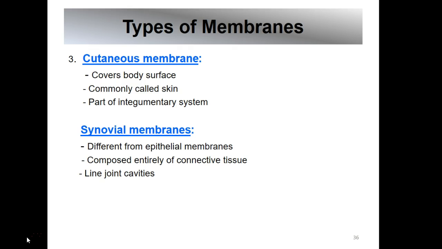Then you have your cutaneous membrane, and that is basically your skin. It covers your body surface, and it consists of keratinized, stratified, squamous epithelial tissue firmly attached to a thick layer of dense, irregular connective tissue.